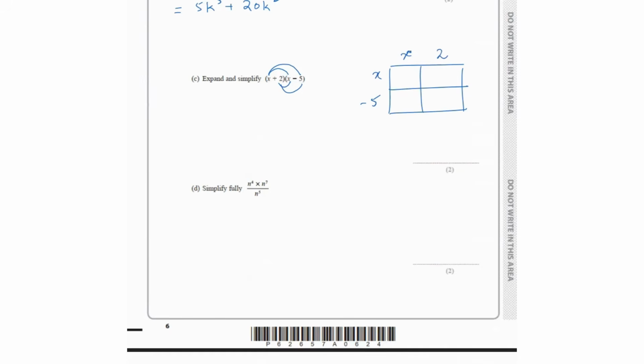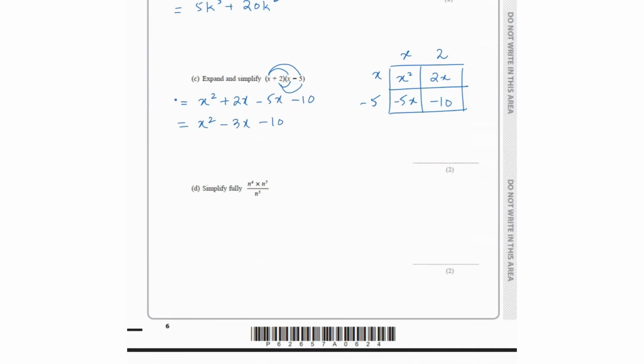So you're multiplying the numbers outside the brackets with each other now. X times x, x square, x times 2, 2x, x times negative 5, negative 5x, 2 times negative 5, negative 10. Now we just add these answers. X square plus 2x minus 5x minus 10. Collect the like terms. 2x minus 5x is negative 3x. And that is your expansion and simplification.